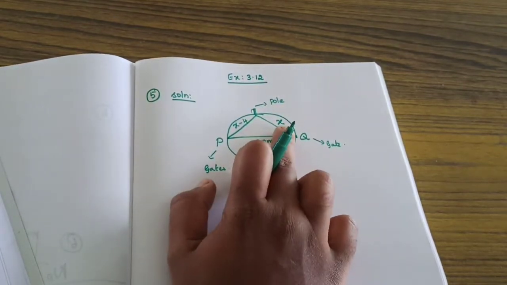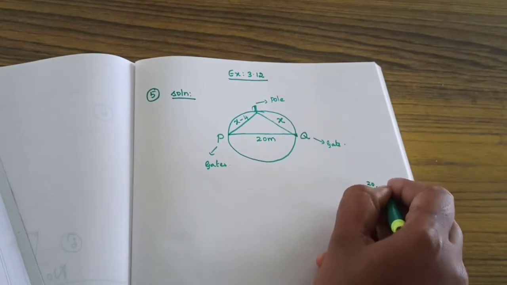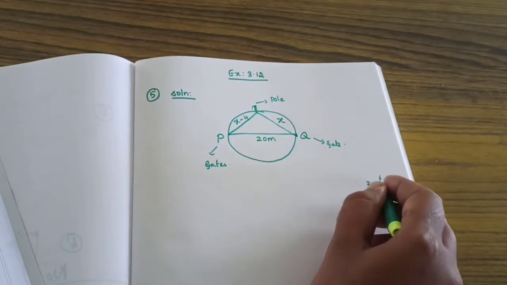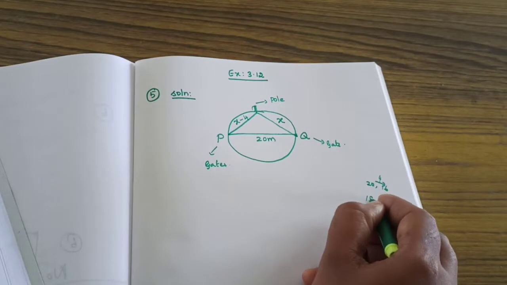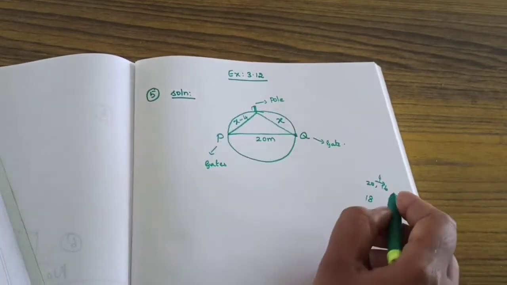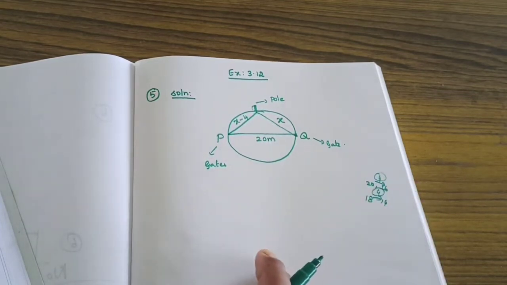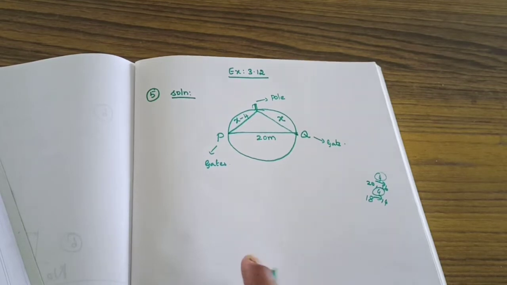Suppose this is 20, which means this is 16. So 20 and 16, how much difference? Only 4. Suppose this length is 18, what is this length? 14, because they have given that the difference is 4 meters only. Okay, then is it possible to do so? If the answer is yes, we need to find the distance between the pole and the two gates.